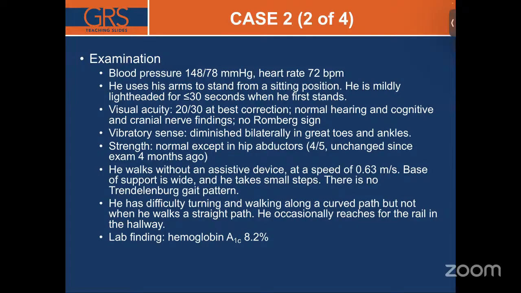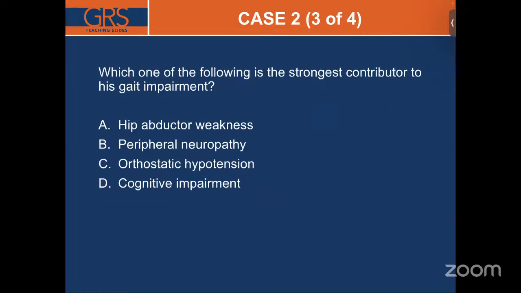Orthostatic hypotension is also not likely to be a contributor to his gait dysfunction because he has just mild lightheadedness when he stands, and it's also resolved quickly, indicating that any postural changes of perfusion are quickly compensated. So orthostatic hypotension does not directly contribute to his gait impairment per se. Cognitive, also the scenario mentioned clearly that he has no cognitive impairment.